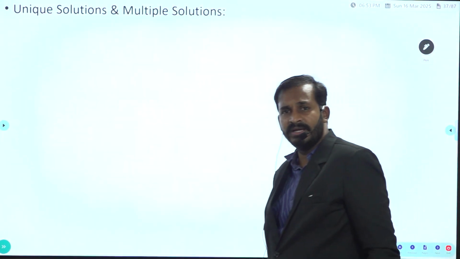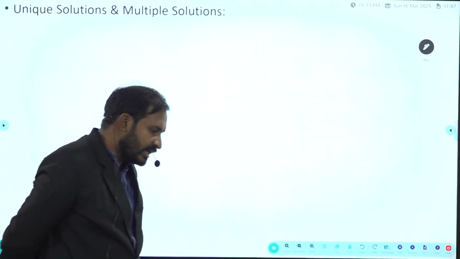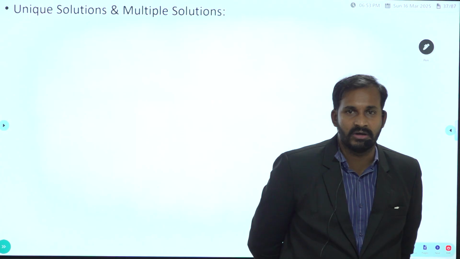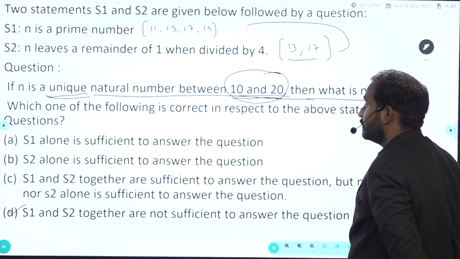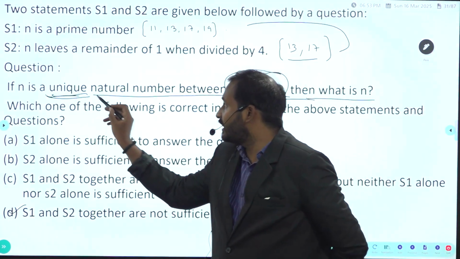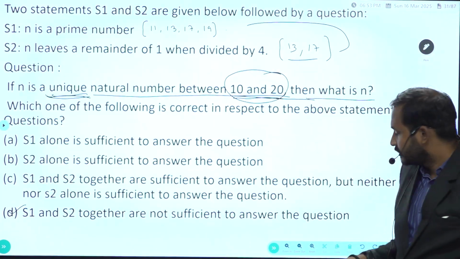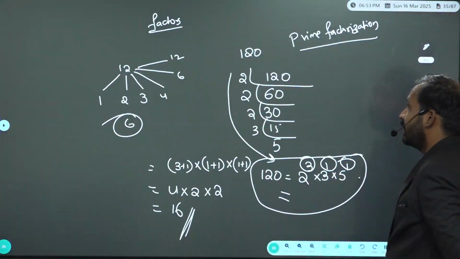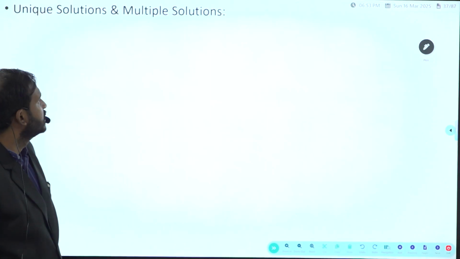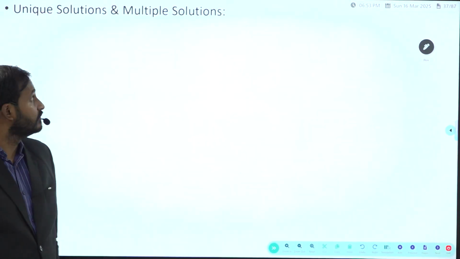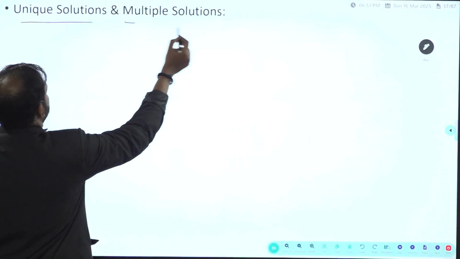Right? What is meant by unique solutions and multiple solutions? See students, we should understand this concept very clearly. Why? Because earlier, while solving one problem, if you observe, if n is a unique natural number, that means you should have a unique solution, meaning only one solution. So what is meant by unique and multiple solutions? We should have at least some basic knowledge regarding these unique solutions and multiple solutions, just for knowledge's sake.